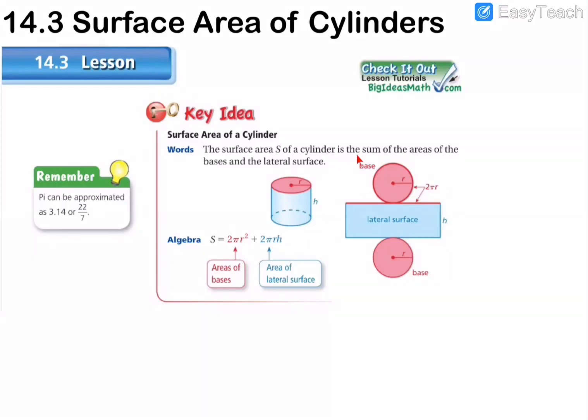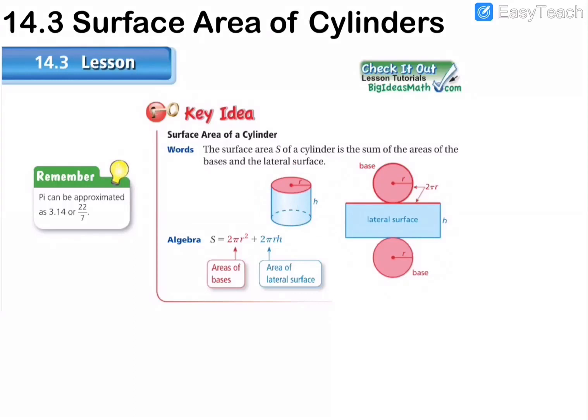So this right here is the net of this if it was to be opened up into a 2D shape. You have two circle bases and then you just have one lateral surface. But when you think about it, this lateral surface is folded around these circles.